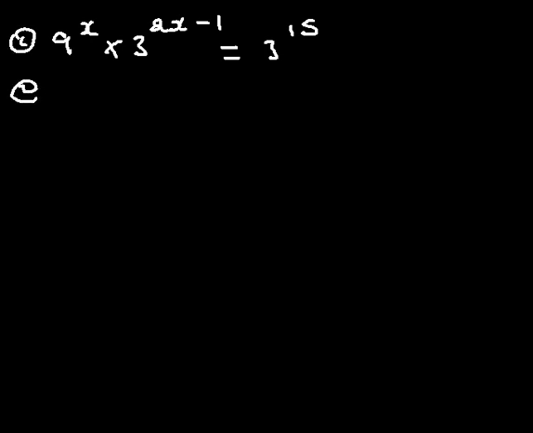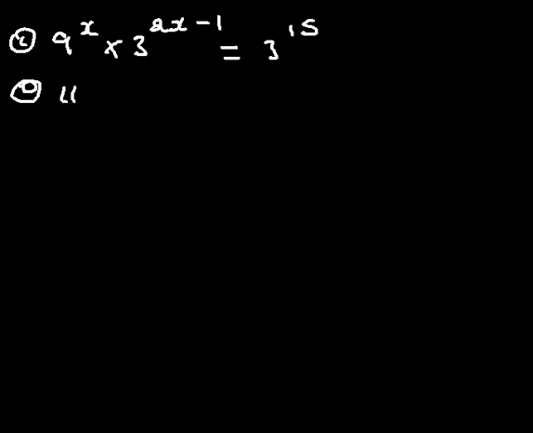Try to solve for this. Let's say we have 9 to the power x times 3 to the power 2x minus 1, which is equal to 3 to the power 15. So how do you think we can solve that? And also try this as well.